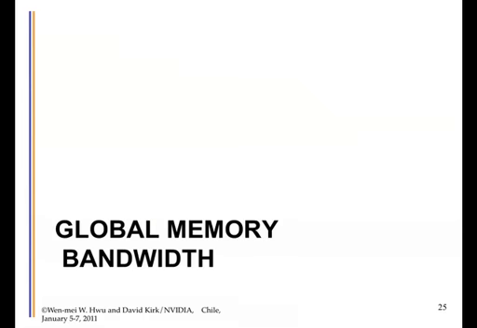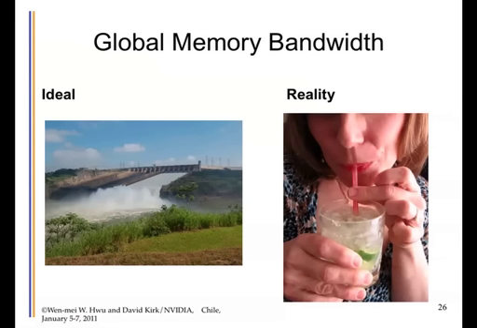Global memory bandwidth. This is the picture I want you to keep in your head when you look at global memory bandwidth. Ideally, you would like to be able to access your memory data just like getting water out of a reservoir. You want to be able to open up the gate and then whew, here comes the water. And in reality, you're really using a straw to sip from that reservoir. I want you to think about the straw all the time. This is how you're going to be getting your memory data. It's not this; it's this.